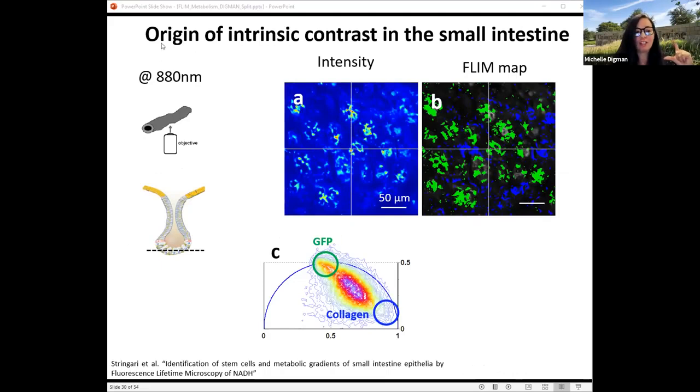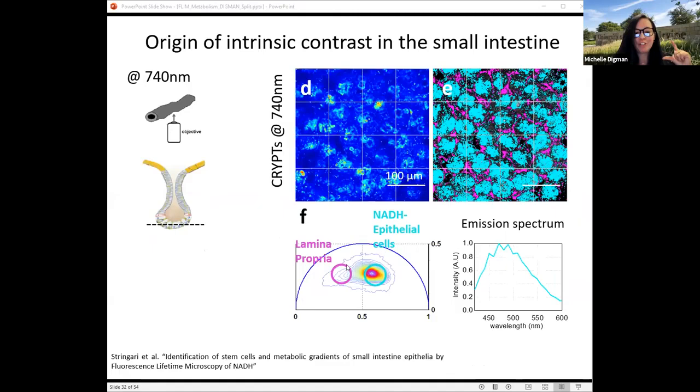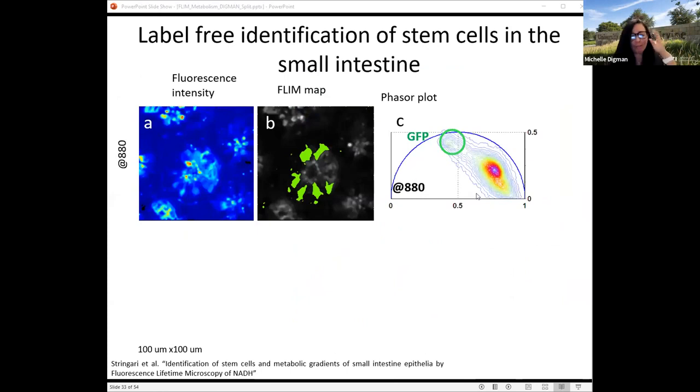We used a transgenic animal to excite GFP. This is at 880 excitation. You can see the collagen structure in the tissue. And first, if you look just at the blob here of the phasor plot at 740, you see a distribution of free and bound NADH, and then you get this distribution of autofluorescence. So first, we had to identify where the stem cells were.